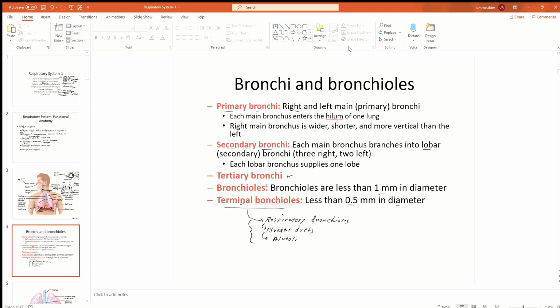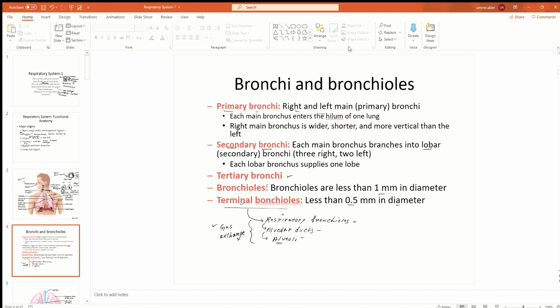Why? Because gas exchange occurs through the wall of these three structures. Although most of the gas exchange occurs through the alveolar wall, a small amount also occurs through the alveolar duct and the respiratory bronchioles. Make sense? So only these three structures, the last three structures, are for the gas exchange.